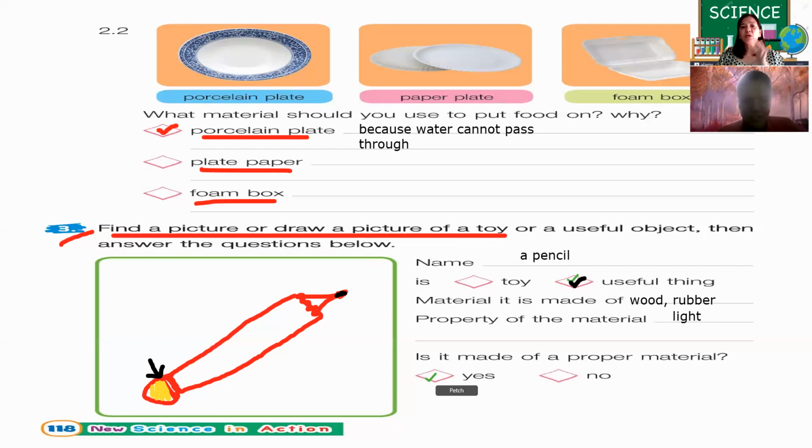So this is only example. We have a lot of things, object inside our house. Toy, useful object inside our house. Draw it and answer the question. Are we clear with that? Everyone, you can draw anything if you want and tell teacher this is toy or this is useful thing, okay? Good job.